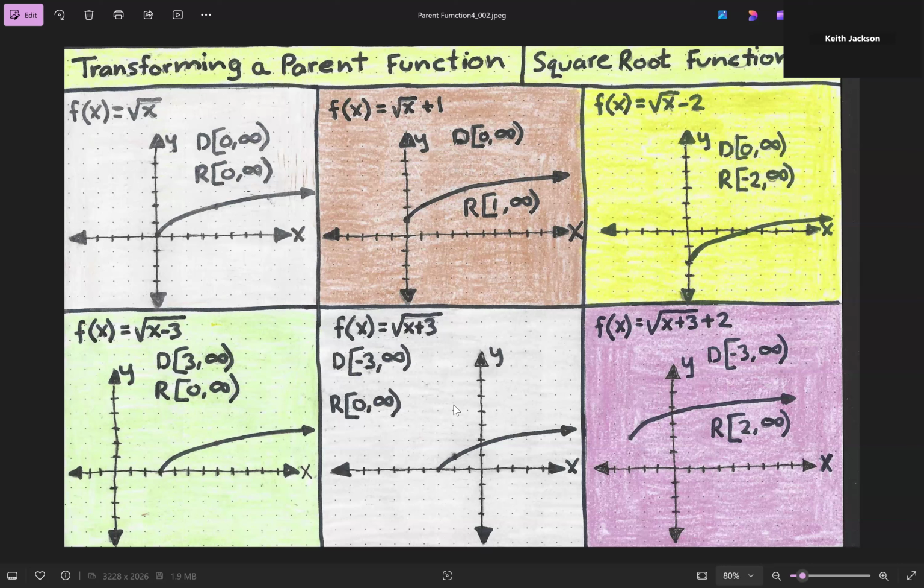I've given quite a bit of information. I wouldn't blame you if you need to pause the video just to take a look at all these transformations of the square root function, or replay this video as many times as you need to gain a deeper understanding of this particular concept.